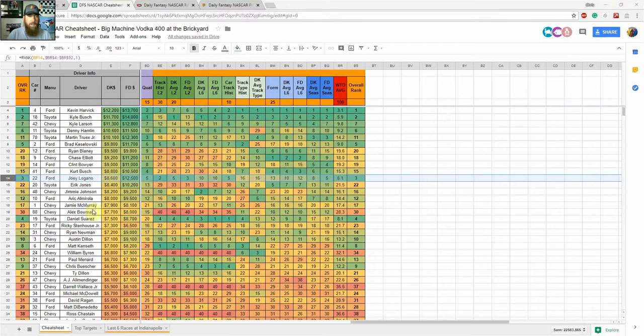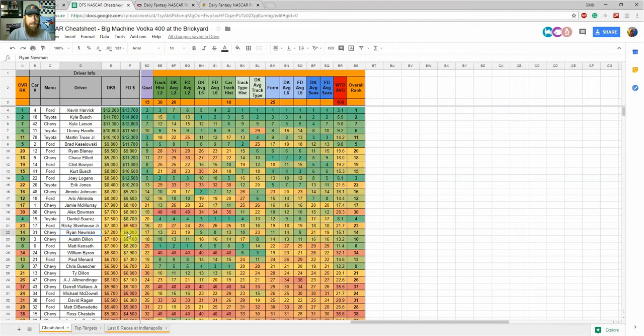So next up, I got Ryan Newman going down the board a little bit at $7,200 on DraftKings, $9,000 on FanDuel. He's starting 17th. He has excellent track history here as well. He's finished 12th or better in six of the last seven races here. He won here in 2013. He finished third here last year. So he's got some nice track history as well, and he's very cheap. So I think you can use him as that mid-tier guy in all formats as well.